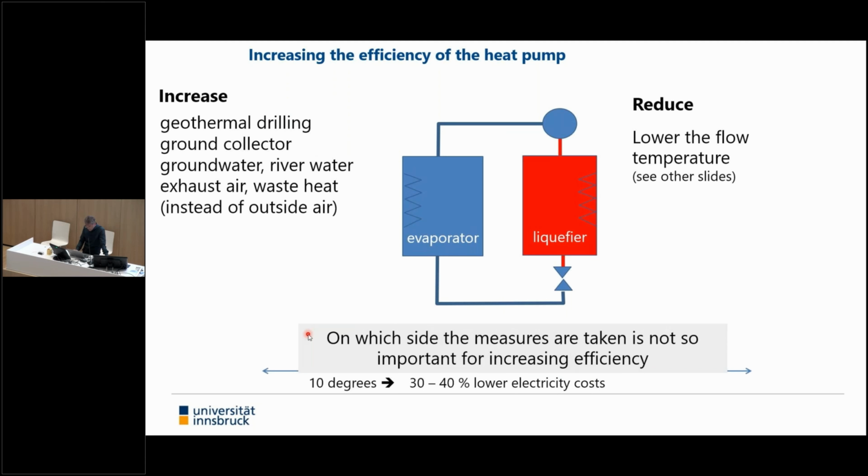And so you can come better with the efficiency. So 10 degrees are, as a rule of thumb, around 30 up to 40% lower electricity costs for your heat pump. So this way might be somehow cheaper than to invest a lot in geothermal drilling or whatever. If you have a private house or a small building, maybe the outdoor air is much cheaper.